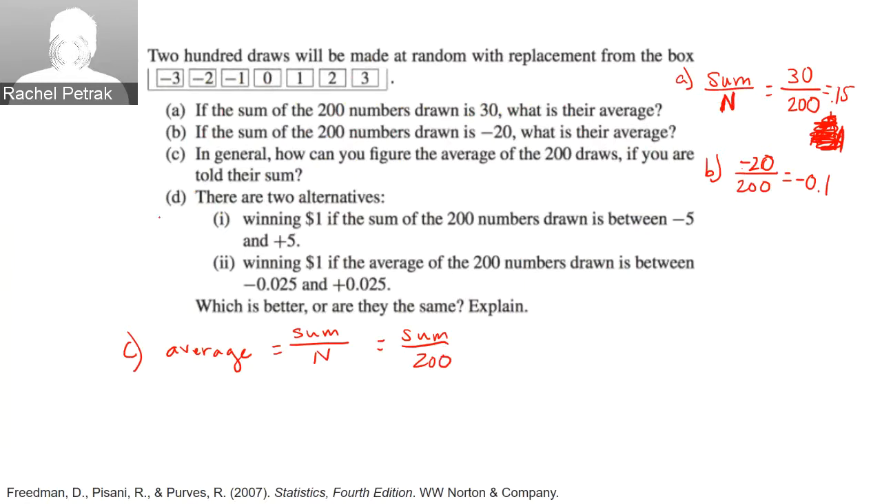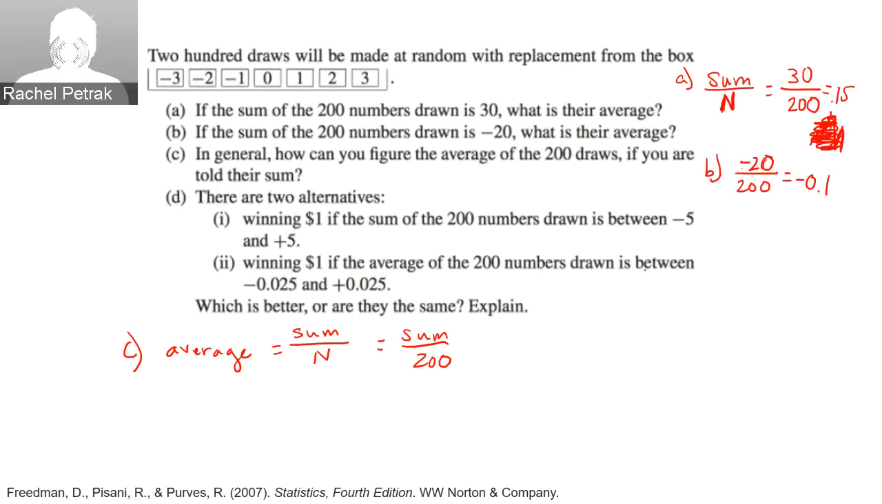And for D, we have one final option here. There are two alternatives. Winning $1 if the sum of the 200 numbers drawn is between -5 and +5, or winning $1 if the average of the 200 numbers drawn is between -0.025 and +0.025. Ooh, this is tricky. Which is better? Or are they the same?